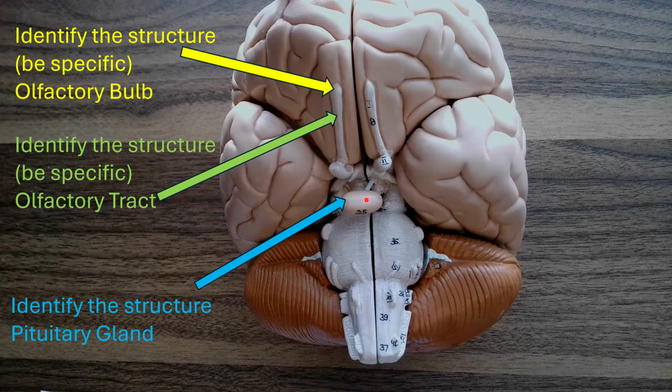Right here we have the pituitary gland, which releases hormones, and it's connected via this little stalk right here called the infundibulum from the hypothalamus.